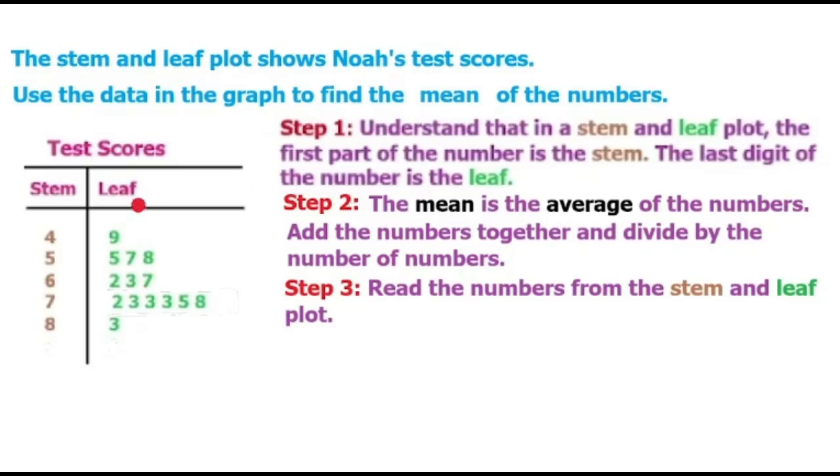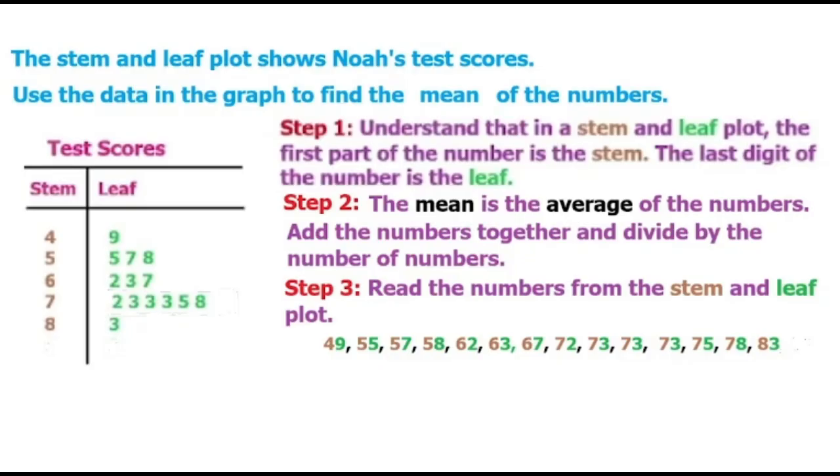So we can see the first number is 49. The next number is going to be 55. The next number is going to be 57. The next number is going to be 58. So that's how you read it. So 49, 55, 57, 58. Let's go to the next one. 62, 63, 67. And you just keep going until you have them all written down.